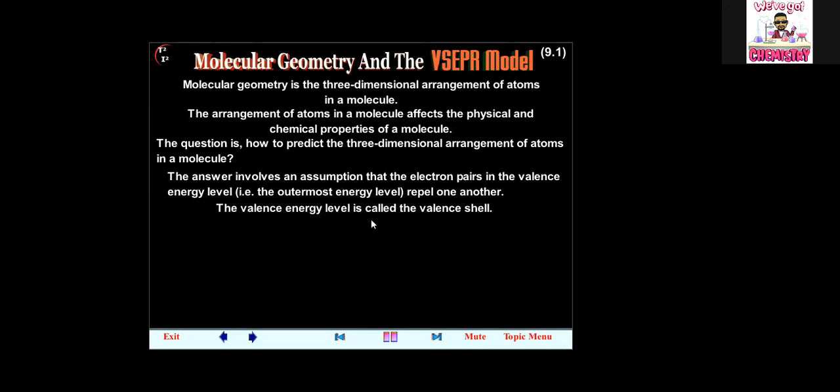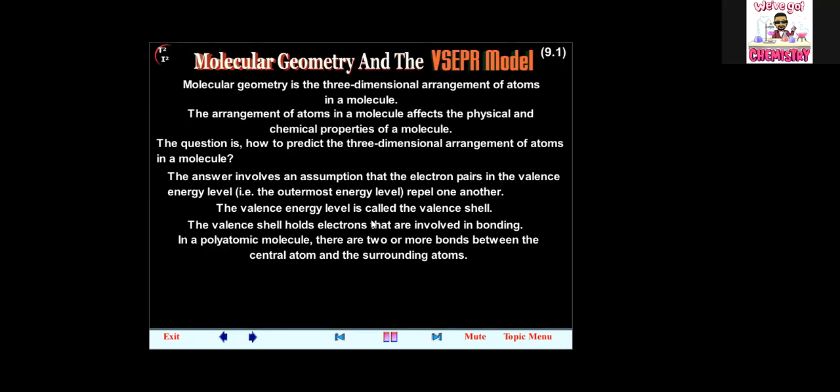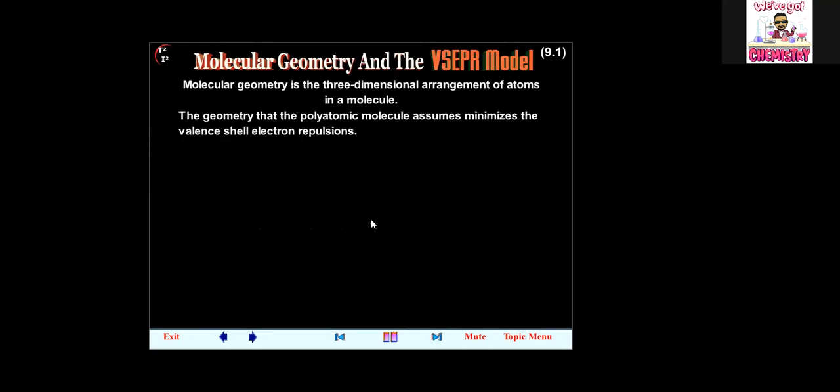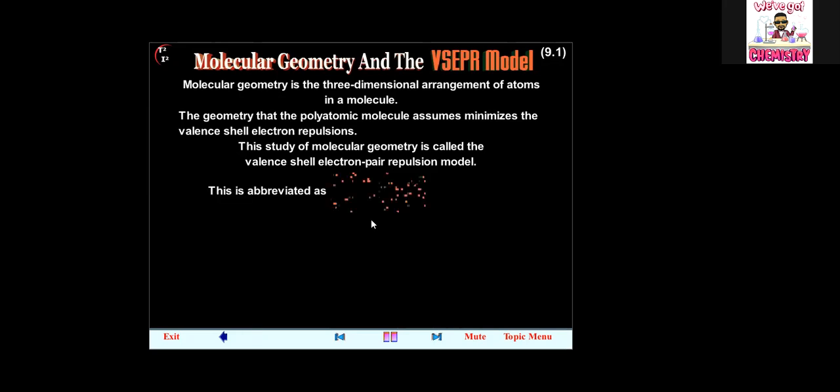The valence energy level is called the valence shell. The valence shell holds electrons that are involved in bonding. In a polyatomic molecule, there are two or more bonds between the central atom and the surrounding atoms. The geometry that the polyatomic molecule assumes minimizes the valence shell electron repulsions. This study of molecular geometry is called the valence shell electron pair repulsion model. This is abbreviated as VSEPR model.